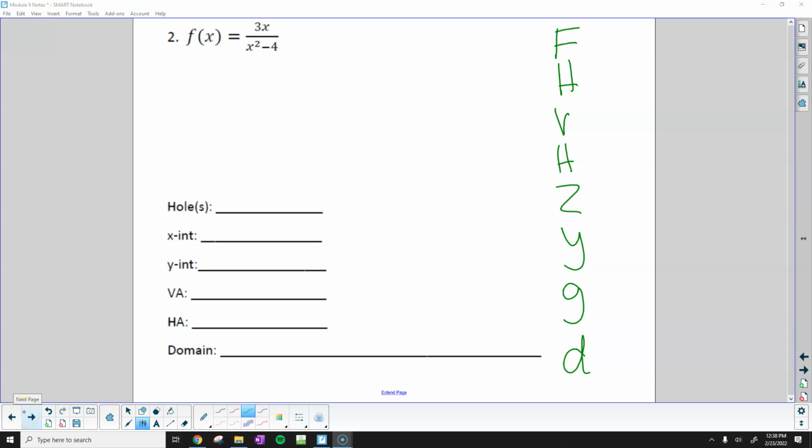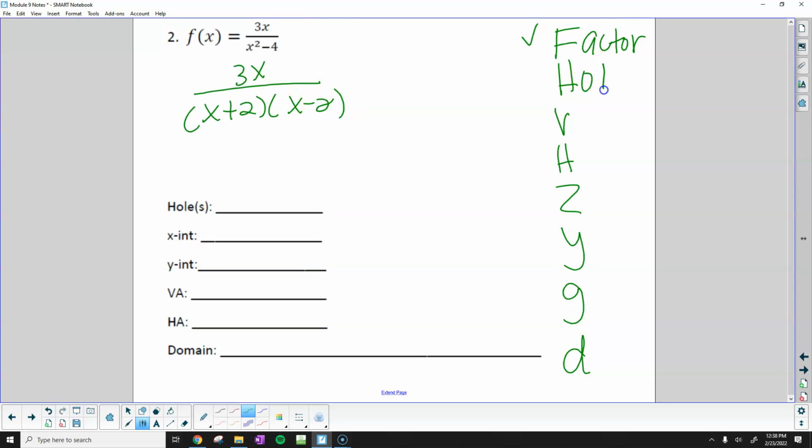Intercepts, remember you always have to factor. So all we're going to do is clean up the denominator. We know that's x plus 2, x minus 2. All right, we're done with that. The next are the holes. Are you going to have holes on this? There's no holes, guys, because we do not have a factor that cancels out in the numerator or the denominator.